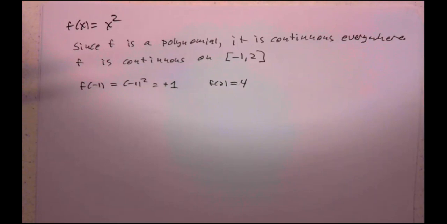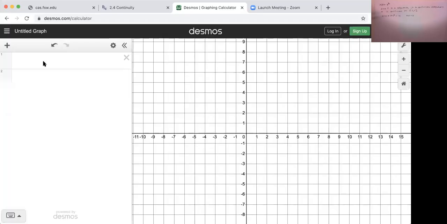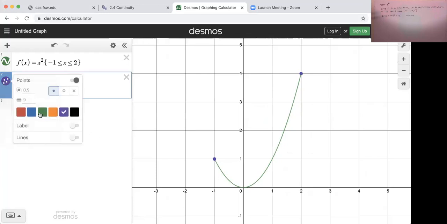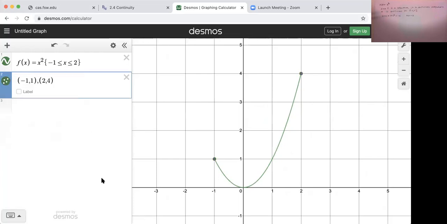So let's visualize this just so we're clear in terms of what we are working with. I have x squared, f of x is x squared, on the interval from -1 to 2. Here's our graph. I can zoom it in a little bit more, I guess. And those endpoints are there, right? They're not holes. So we have (-1, 1) on the graph, and (2, 4) is on the graph. So this is our continuous function. It is a polynomial. Polynomials are continuous everywhere. So it's certainly continuous on this closed interval from -1 to 2.